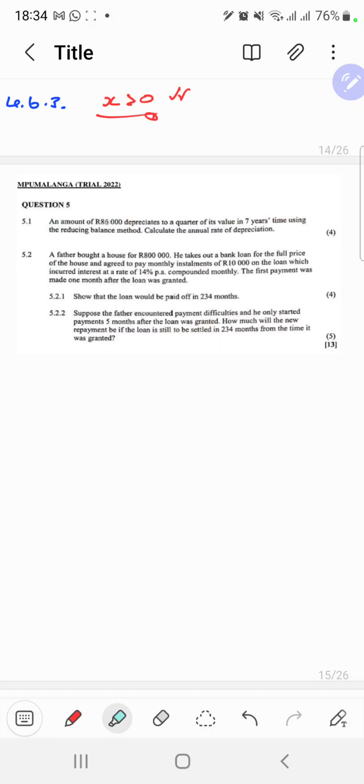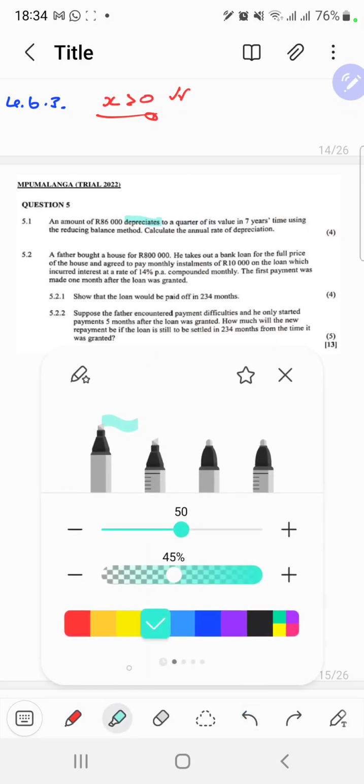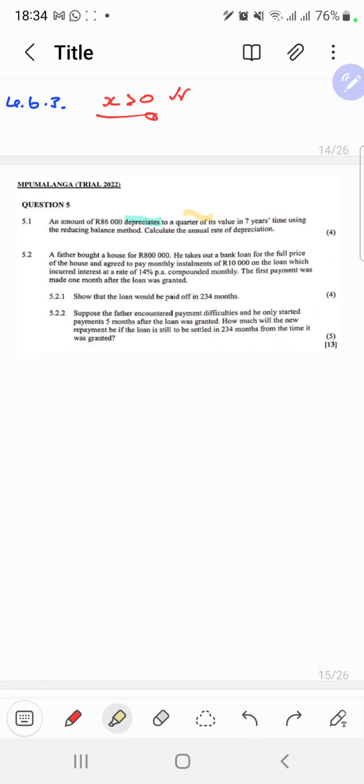Okay, an amount of 86,000 depreciates to a quarter of its value in 7 years' time, using the reducing balance method. Okay, so they're already telling you what you are to use here to solve. Calculate the annual rate of depreciation. Straightforward question here.